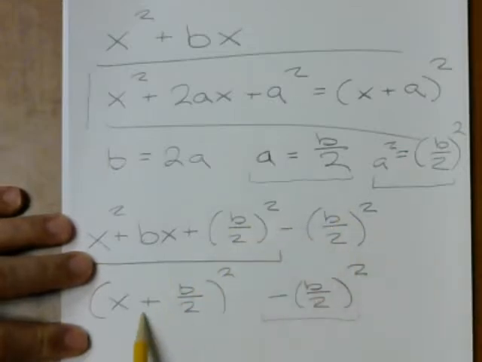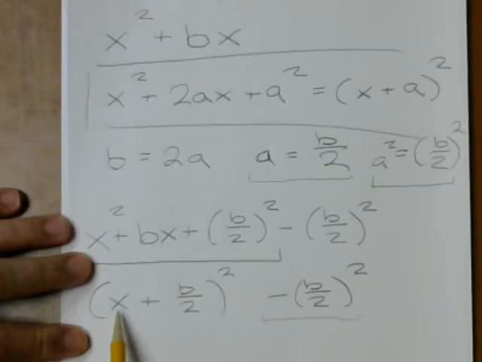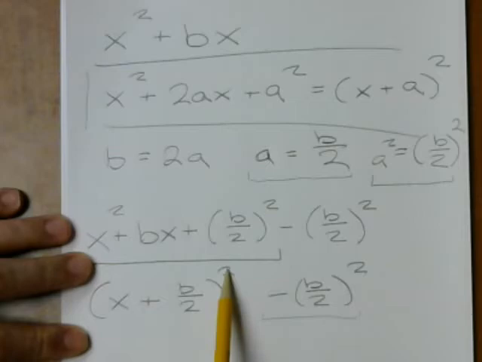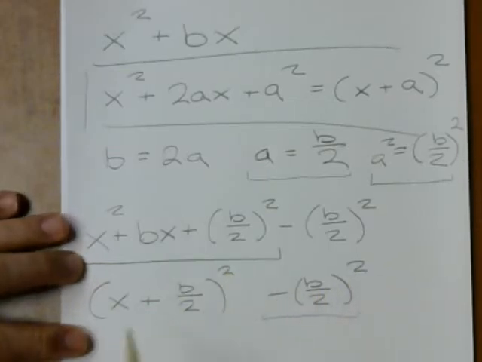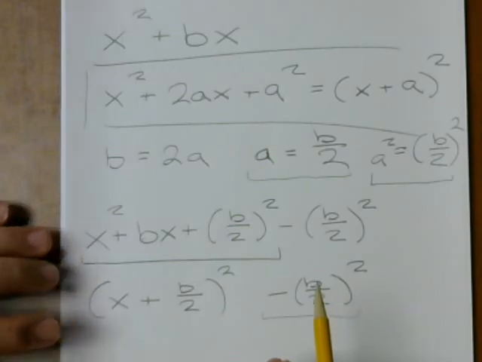And then I'm going to use this rule to rewrite this as x plus a squared, and this is going to be my minus a squared. So we'll look at some examples of doing that next.